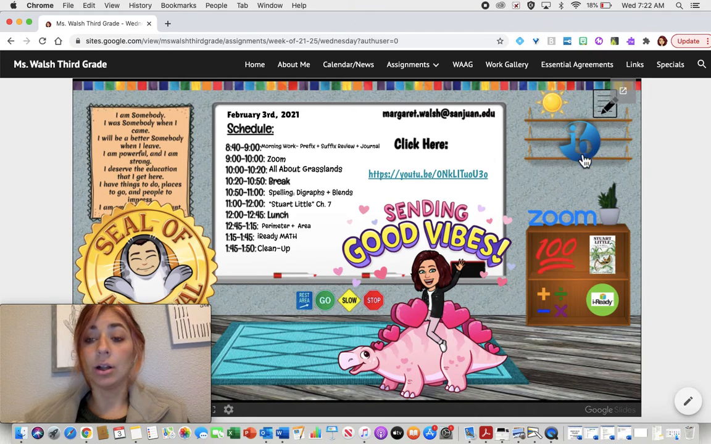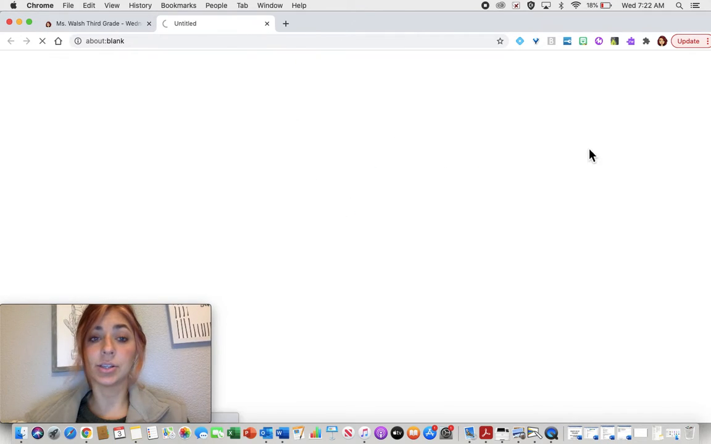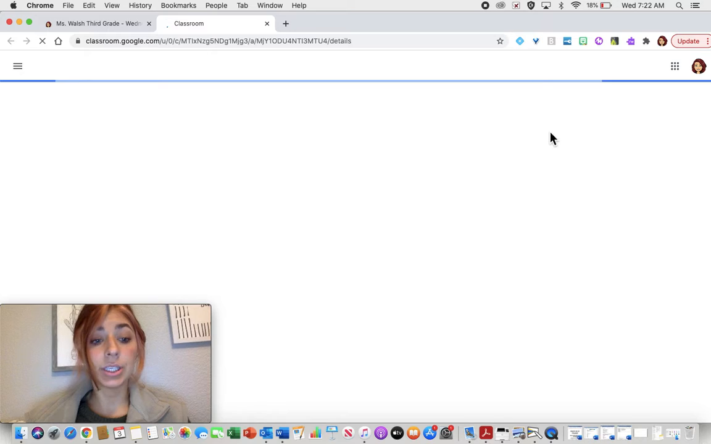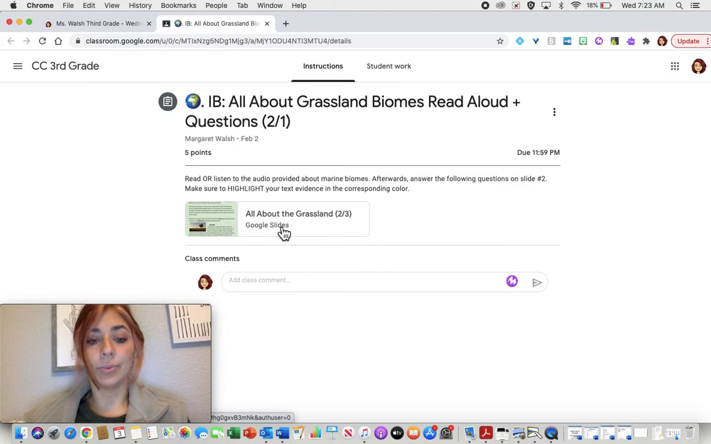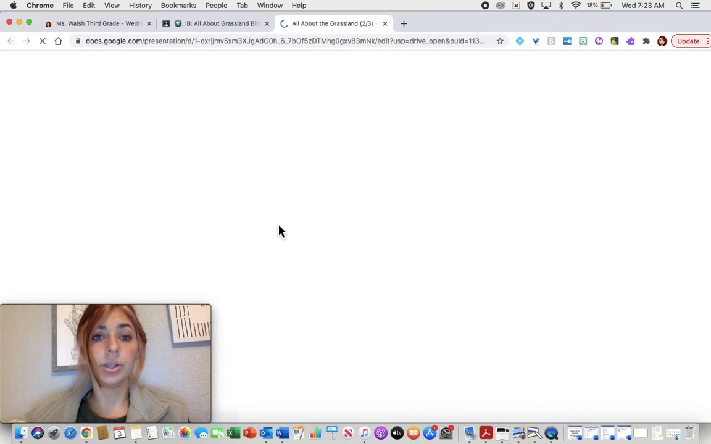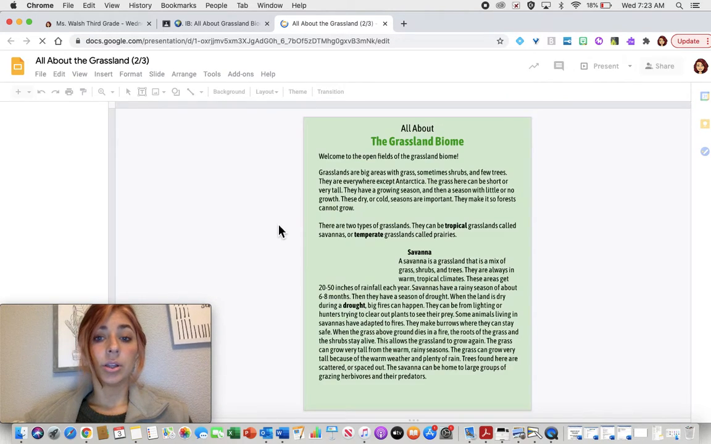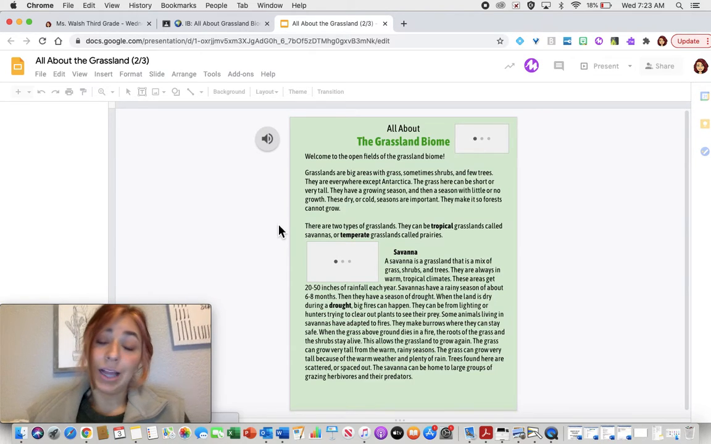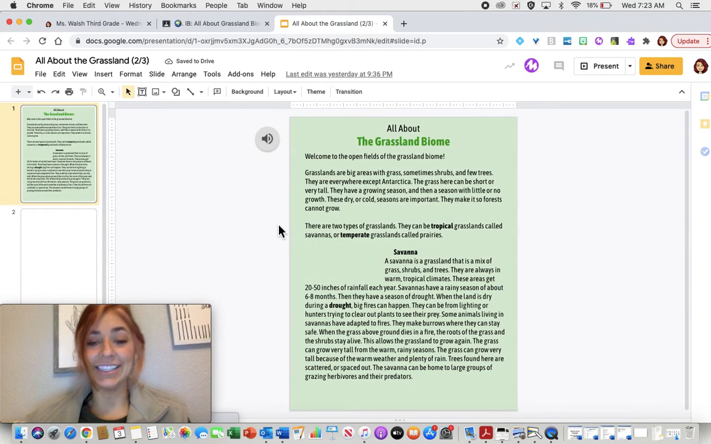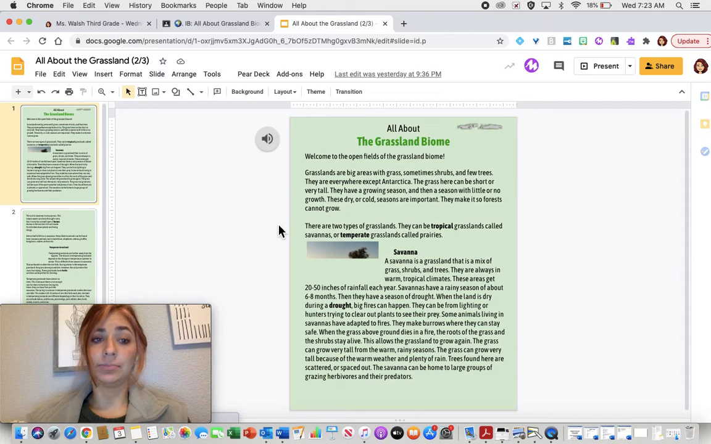Then we have our All About Grasslands. We just learned about the ocean, and now we're going to move on to the grasslands. I like learning about the grasslands. They're really cool. There are 2 types of grasslands, which is really interesting, and there are some pretty big differences between the two, while there are still some similarities.